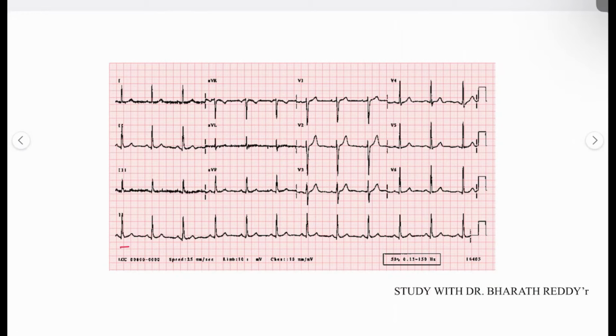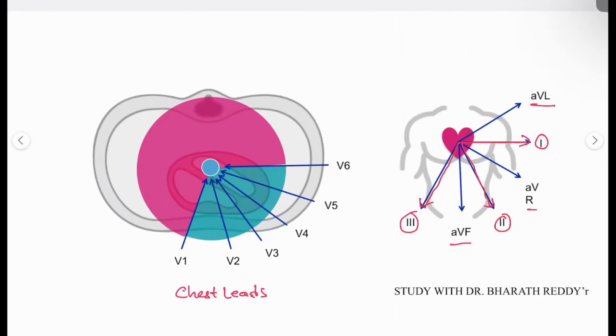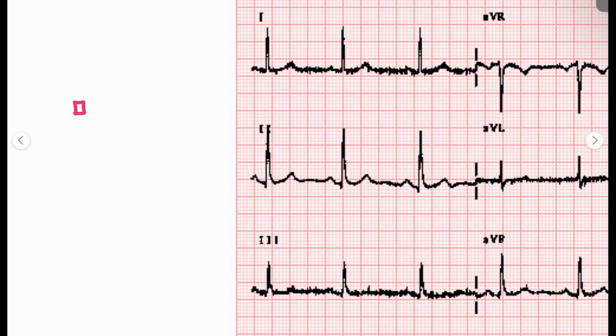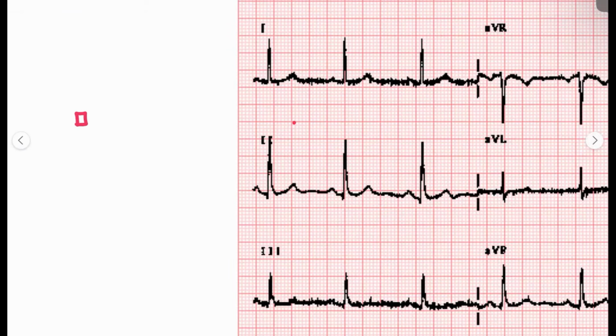But how to calculate these segments and their seconds and their presentation? Usually, the small box of the ECG, here you can see this is the small box, right? And the small box will be 0.04 seconds. Okay, this is 0.04 seconds. And when I calculate this entire big box, it is around 0.2 seconds.